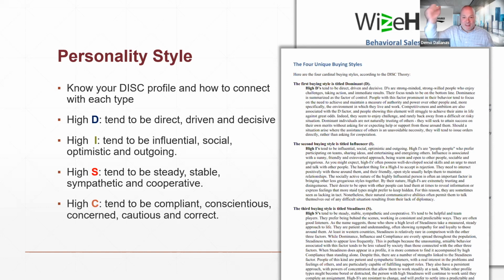So we talked in that scenario earlier about the husband and wife, one being a D and one being a C. You can see the difference between how those two people are, right? One is very concerned, very cautious and correct. The other one is direct, driven, and decisive. D, don't give me the details. And C, give me the details, right? So you knowing that and just kind of wrapping your mind around that will really help.